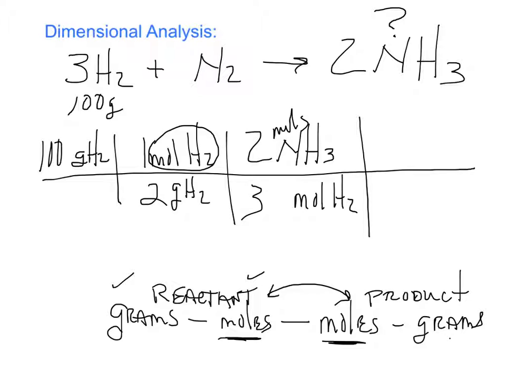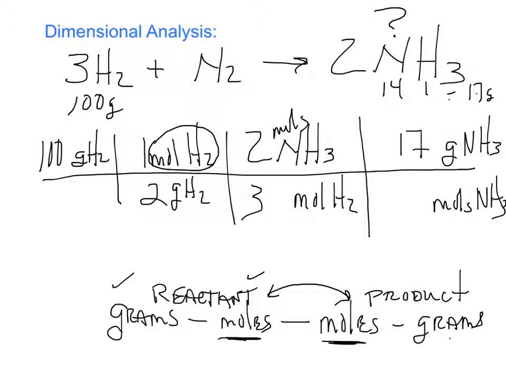Now I've got to go to grams. So I want to put grams at top, grams of ammonia. And I'm going to take what I have over here, moles of ammonia, down here at the bottom. And I need to figure out, okay, how many grams are in 1 mole of ammonia? If I add up right here, this weighs 14 and this weighs 1, but I have 3 of them, that equals 17 grams. So I know that there's 17 grams of ammonia in 1 mole of ammonia.